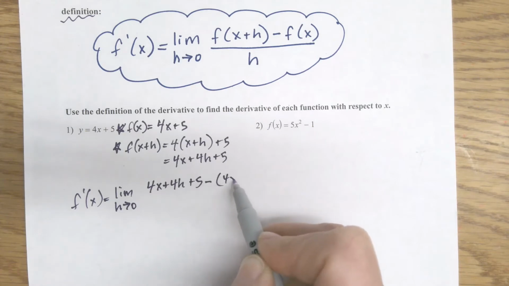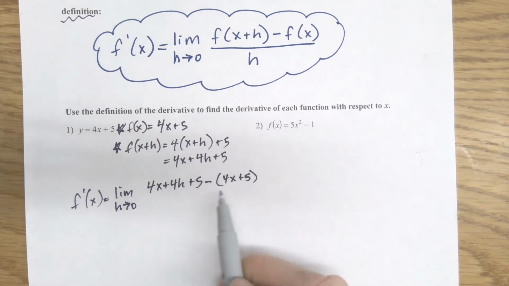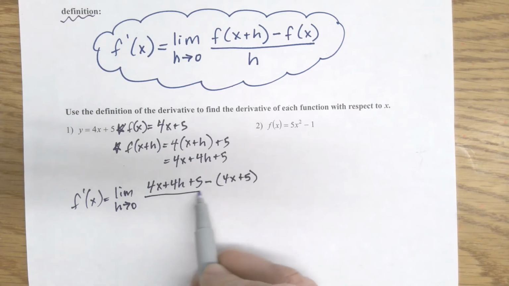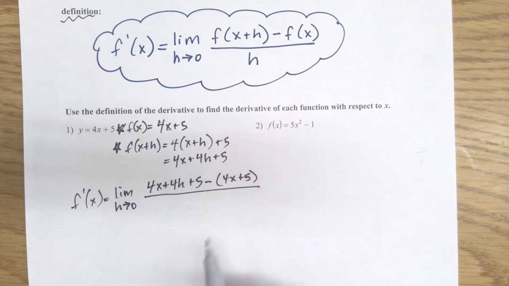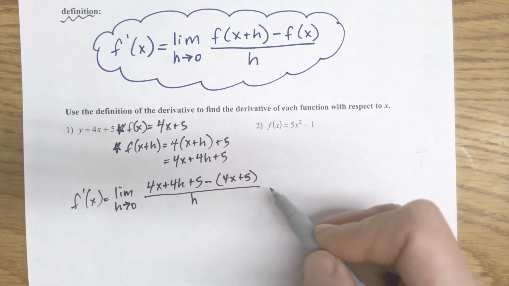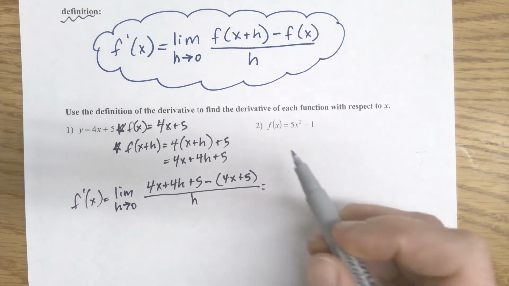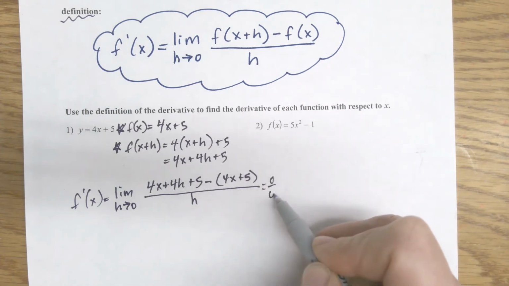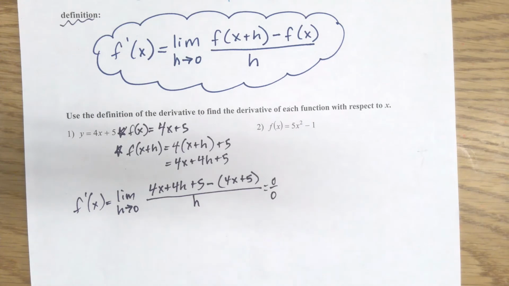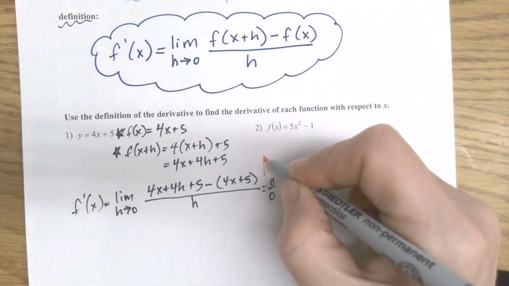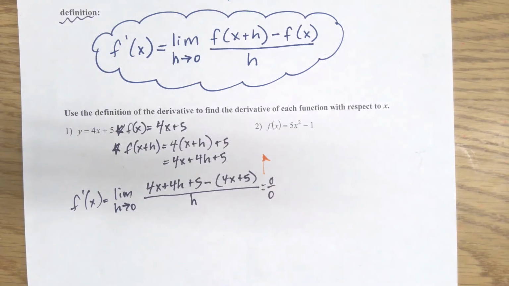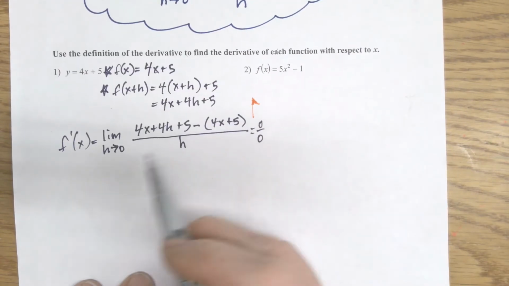minus f of x. I have to put that second part in parentheses so that I remember it's minusing the whole function, and I don't forget to bring the negative through to both parts, all over h. We learned that the easiest way to take a limit is to plug in that value. However, when I plug in that value, I'm going to end up with 0 over 0, which we learned in our last chapter should raise a red flag. That's a problem, so I must be able to do some simplifying to clean this up.